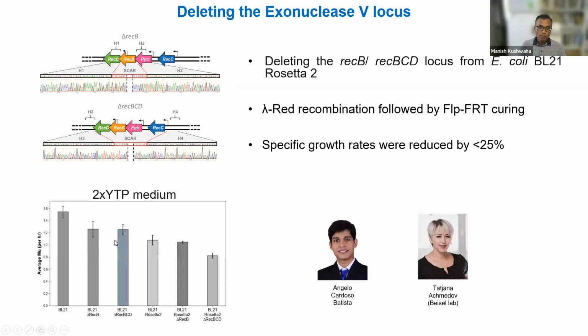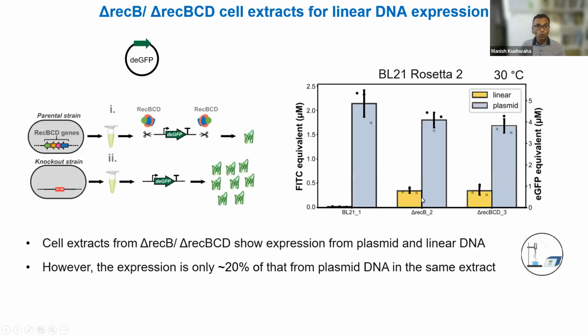And here are the BL21s without the P-rare 2 plasmid. In both of those cases, the reduction is less than 25% in specific growth rate. So we were quite pleased that we were able to maintain these cells well. And now we can go ahead and make lysates from them and start using them for linear DNA expression. So that's what we did.